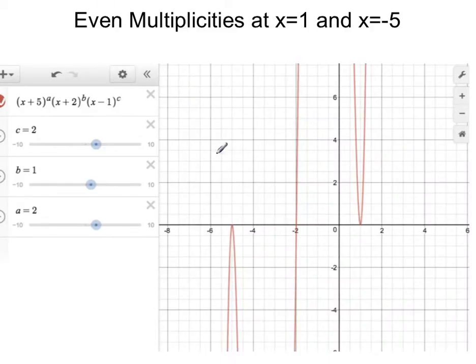Same kind of idea here. This guy, even multiplicity, odd multiplicity. So I'm going to bounce here. My function is going to pass through this point at -2, and it's going to bounce over here.